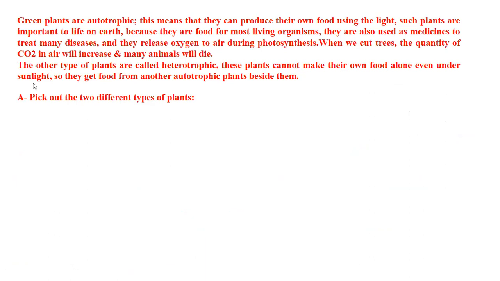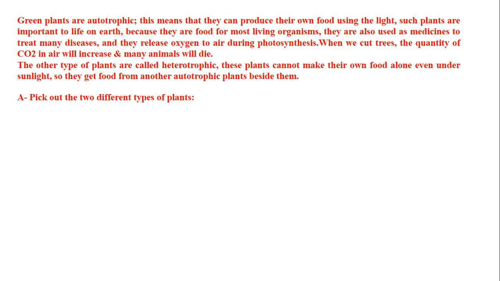Green plants, this is another question. Green plants are autotrophic. This means that they can produce their own food using the light. Such plants are important to life on Earth because they are food for most living organisms. They are also used as medicines to treat many diseases, and they release oxygen to air during photosynthesis. When we cut trees, the quantity of CO2 in air will increase and many animals will die.